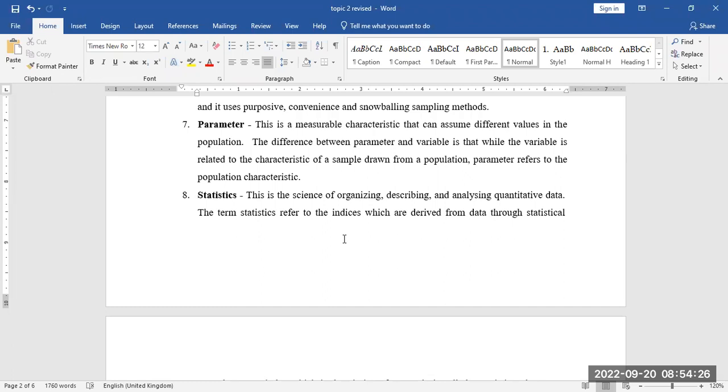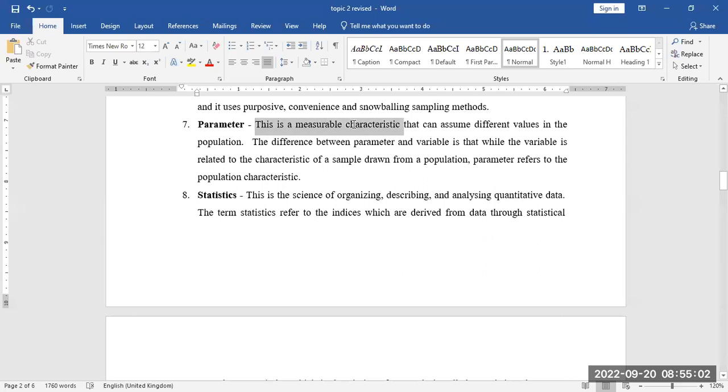For example, we can talk about the age. We can talk about sex. We can talk about gender. Those are parameters. Parameters are those measurable characteristics that can assume different values in a population. For example, when you talk about age, people can have different ages. You can have people who are 21 years old, 30 years old, 45 years old, 60 years old, 75, and so on and so forth. So parameters are measurable characteristics that can assume different values in a population.